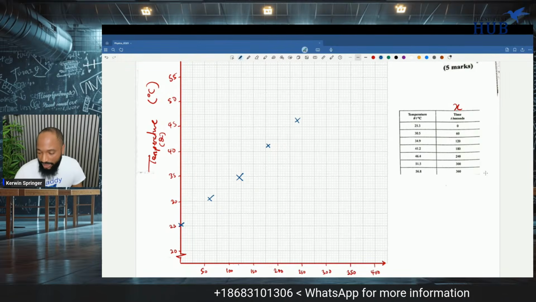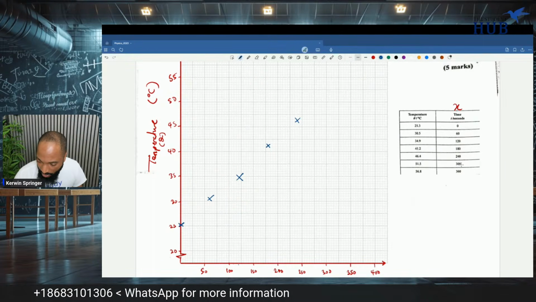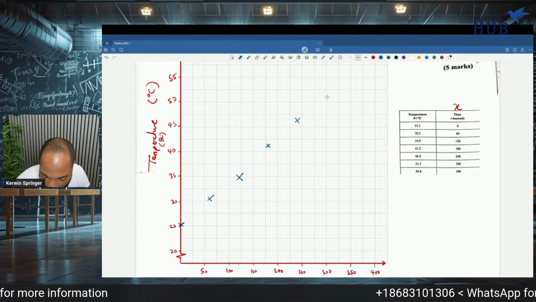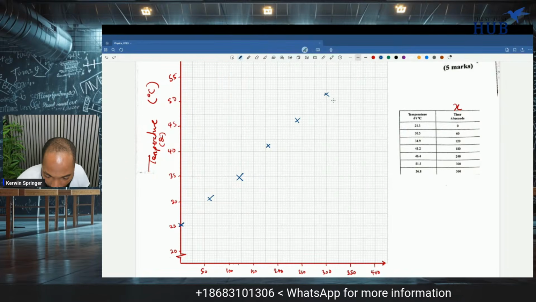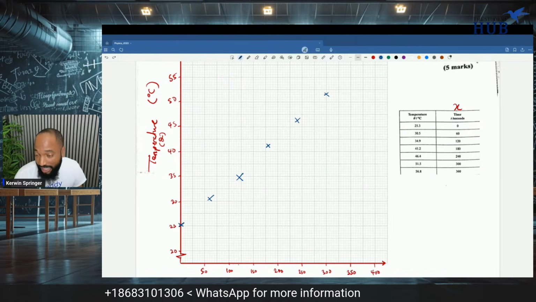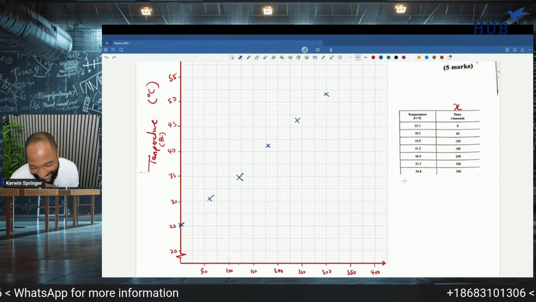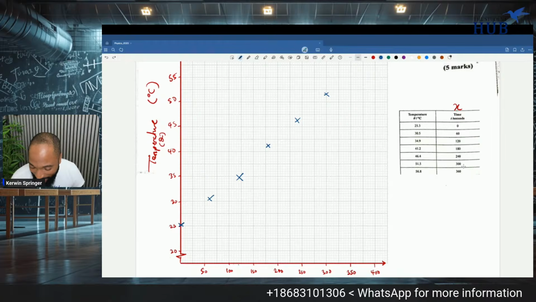Are we cooking? I think we're cooking. Let me check all my points. All my points looking good. Have you seen any point that looks wrong? 351.5. 351.5 will look right there. That's 51 and 0.5. And I love everything about this graph. 10 minutes ago, I was like, I hate everything about this graph, but okay, I was paranoid.